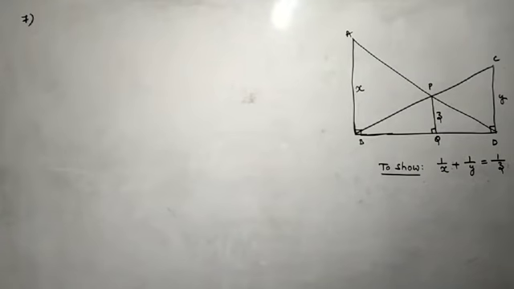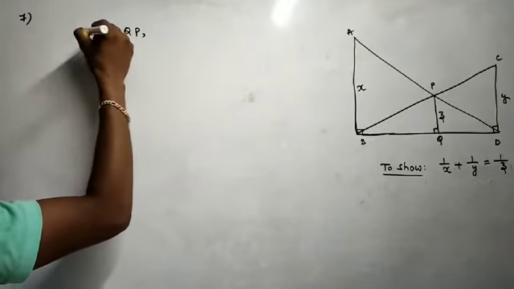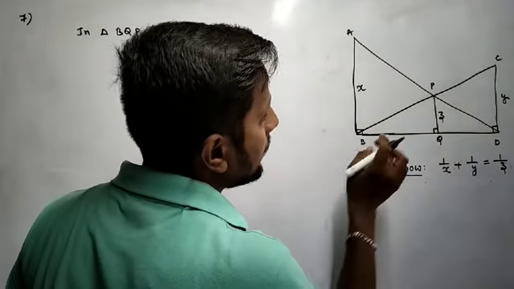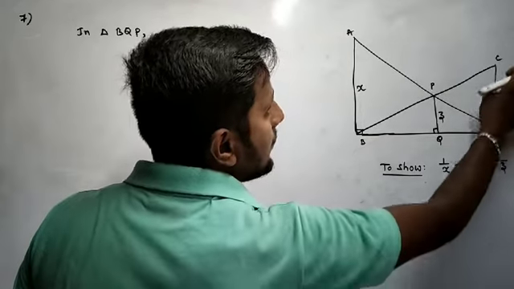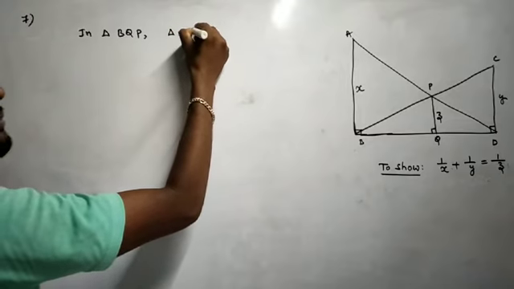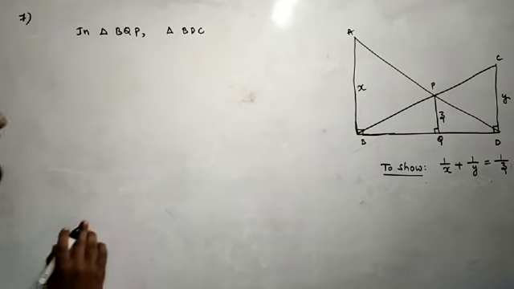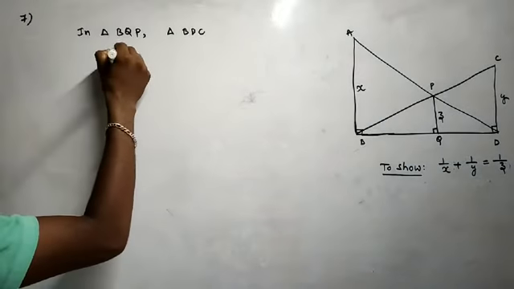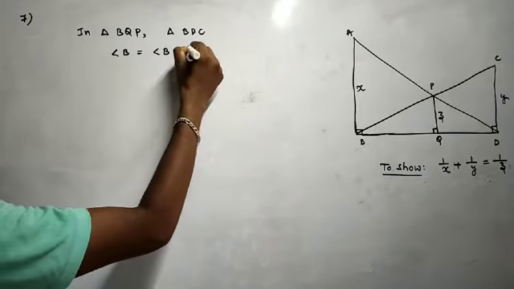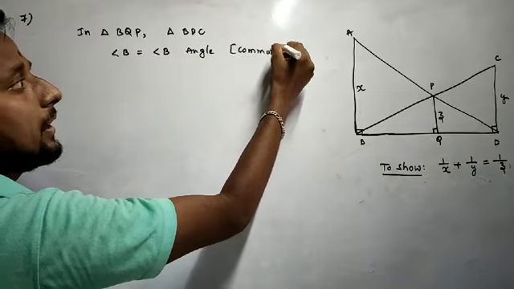Now I am going to compare two pairs of triangles. First one is triangle BQP, and the similar-shaped triangle is BDC. If you want to use AA similarity, look at BQP and BDC: they have a common angle, angle B. So I will write angle B is equal to angle B. The reason for equality is that it is a common angle for both triangles.